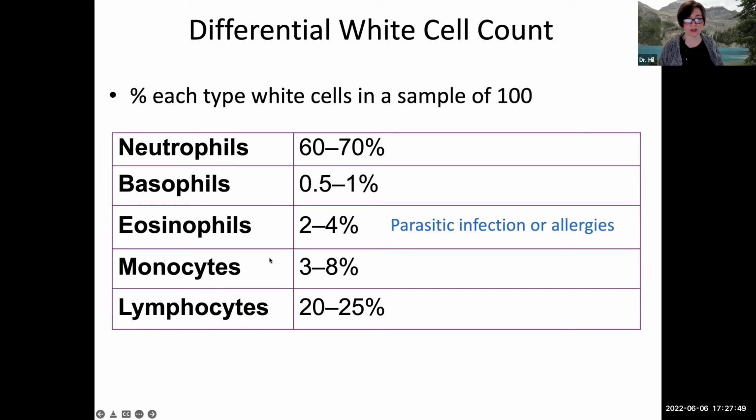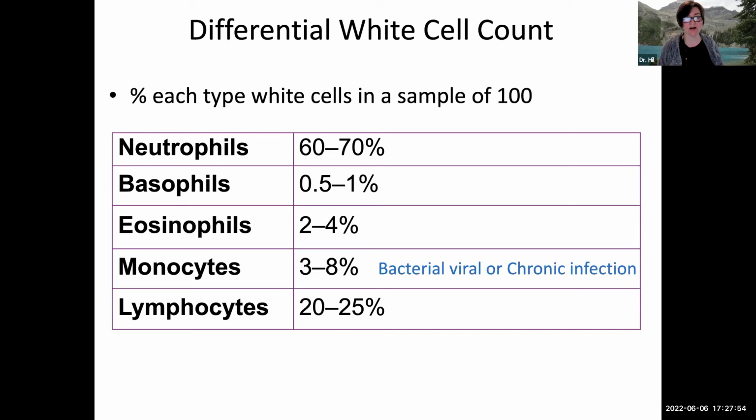Monocytes are the precursor to macrophages. So a higher level of these typically means that we are in a later stage of an infection or in an infection that's not clearing up.